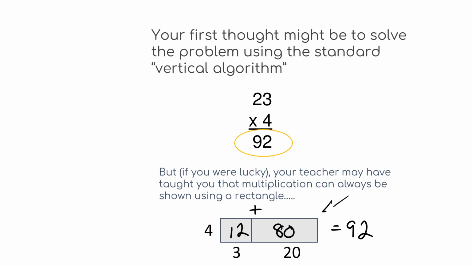But using this approach makes the numbers easier to do quite often. 4 times 3 is easy, and 4 times 80 is easy. So we broke it down into numbers that would be easy for us to calculate.